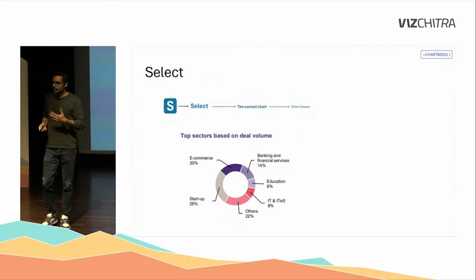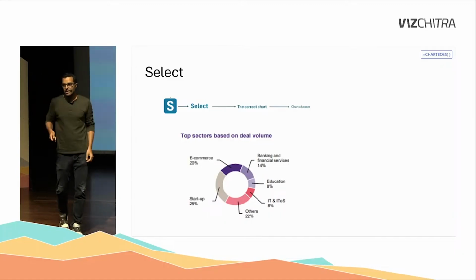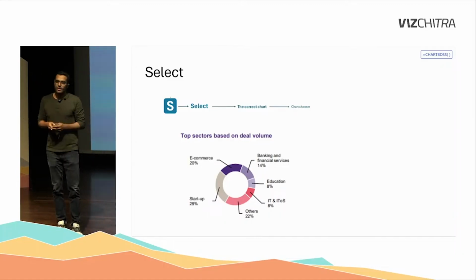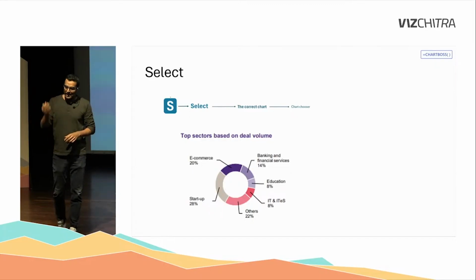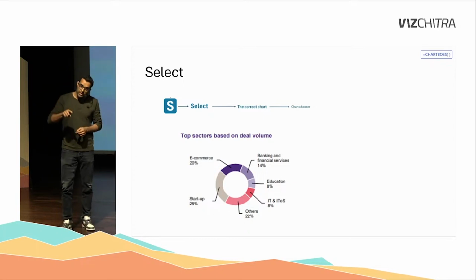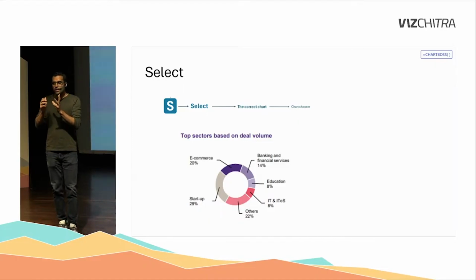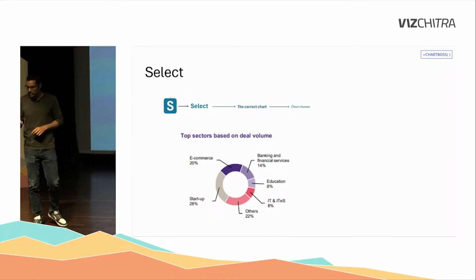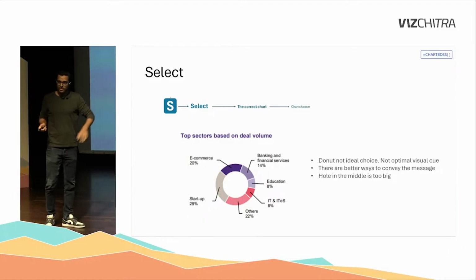Next is the S part, select. Now we need to evaluate, is the donut chart the right chart to communicate that insight, right? I would argue not. Now, is a donut chart used to communicate parts of a whole? Yes, it can be. But it's used to communicate parts of a whole when the focus is only on one of the parts. If you want to compare the contribution of each part to the whole, the donut chart is not the right option. Okay? Separate matter that the hole in the middle is too big.